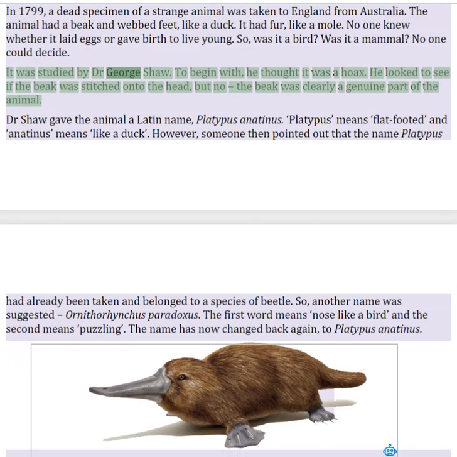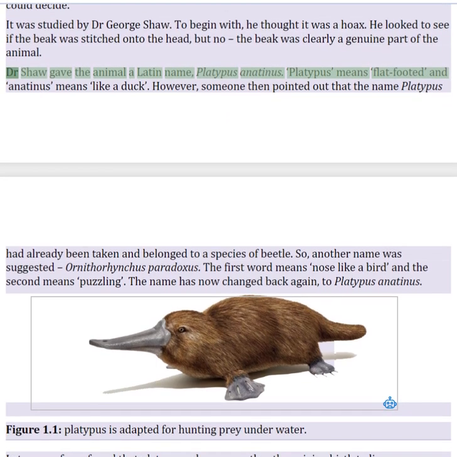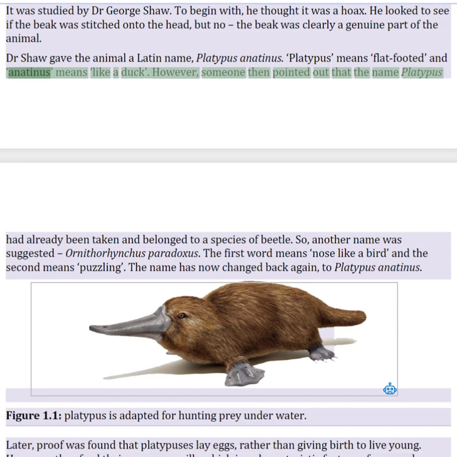It was studied by Dr. George Shaw. To begin with, he thought it was a hoax. He looked to see if the beak was stitched onto the head, but no, the beak was clearly a genuine part of the animal. Dr. Shaw gave the animal a Latin name, Platypus anatinus. Platypus means flat-footed and anatinus means like a duck.